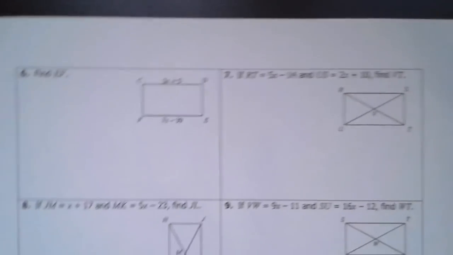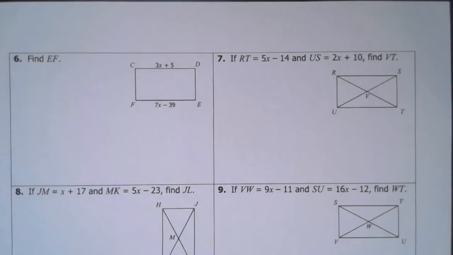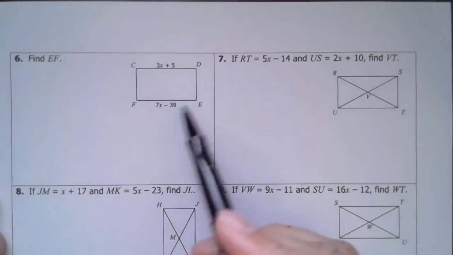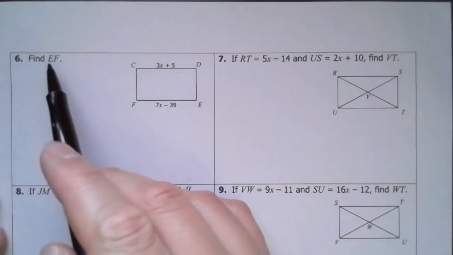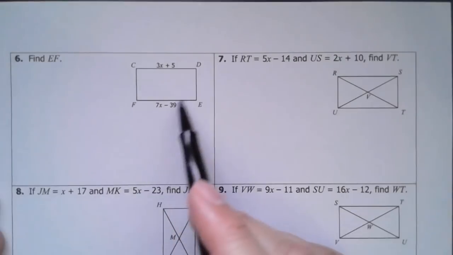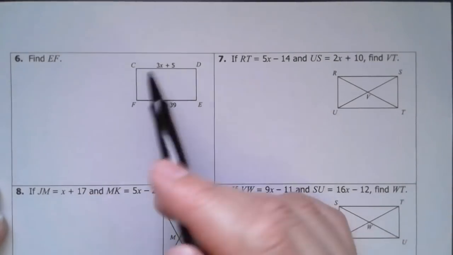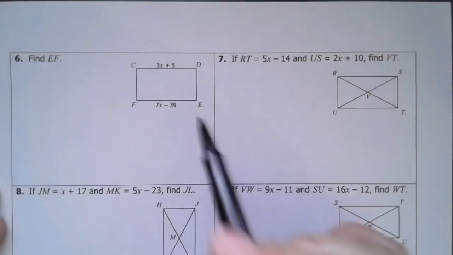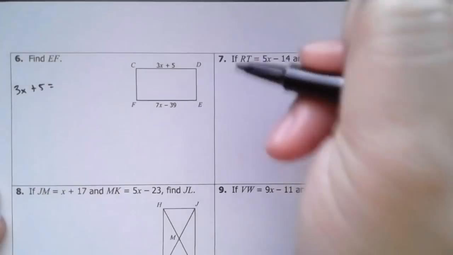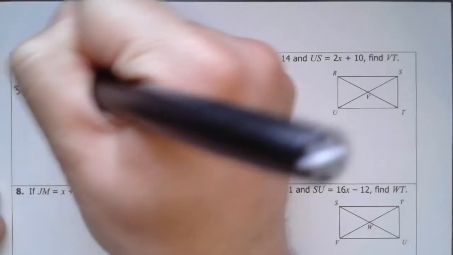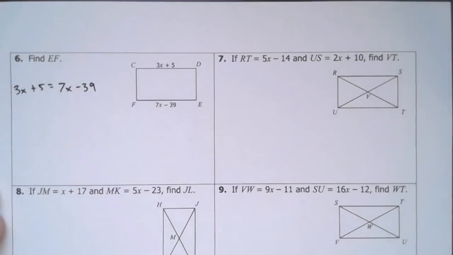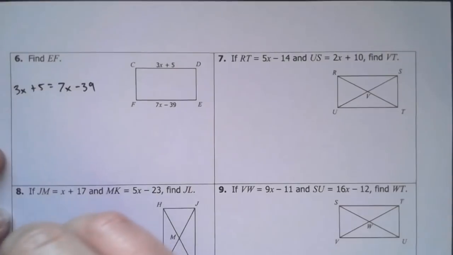Next one, these are algebraic expressions. It says find EF. EF is this one here. It says find the length, so that means I need to solve for x and then plug in. It's a rectangle, the top and the bottom are equal, so my expression is 3x plus 5 is equal to 7x minus 39.